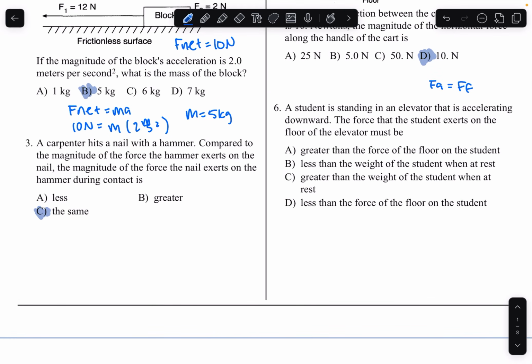Number 6. A student is standing in an elevator that is accelerating downwards. The force that the student exerts on the floor of the elevator must be B, less than the weight of the student when at rest.